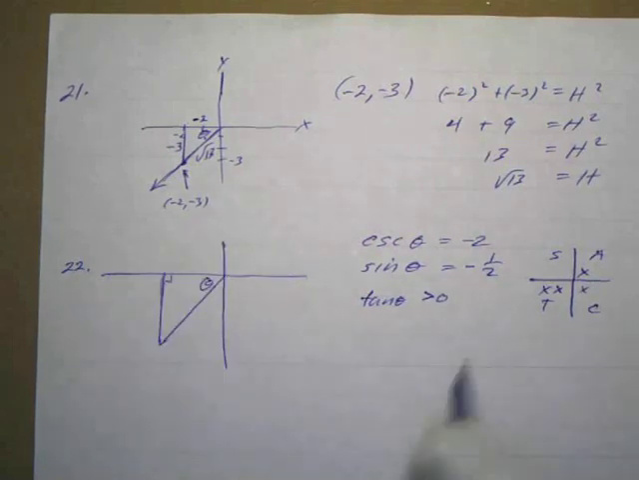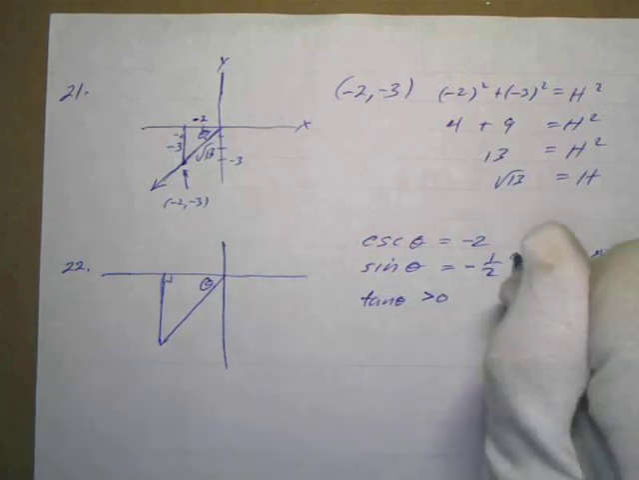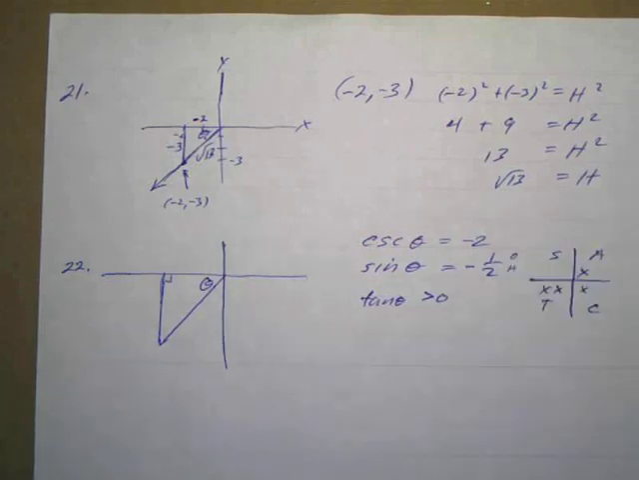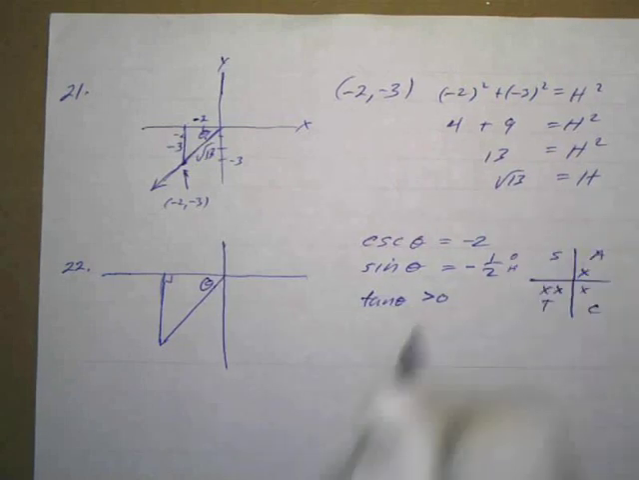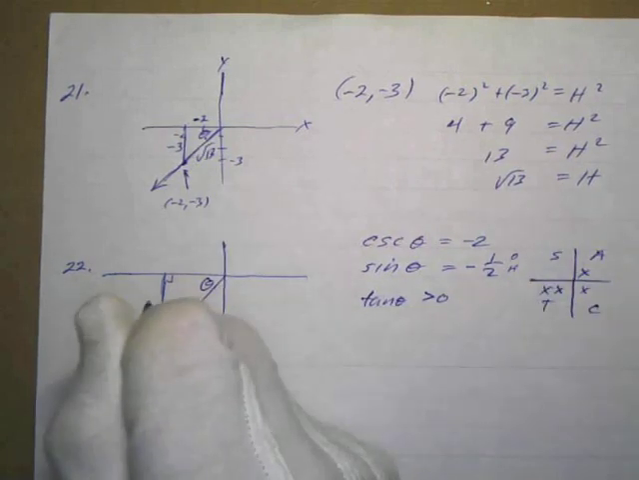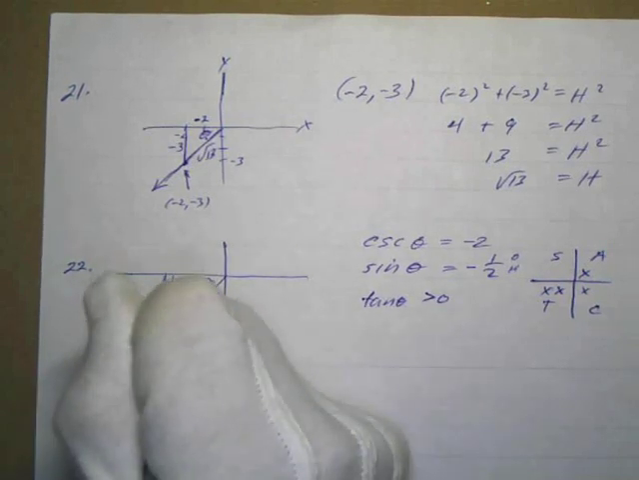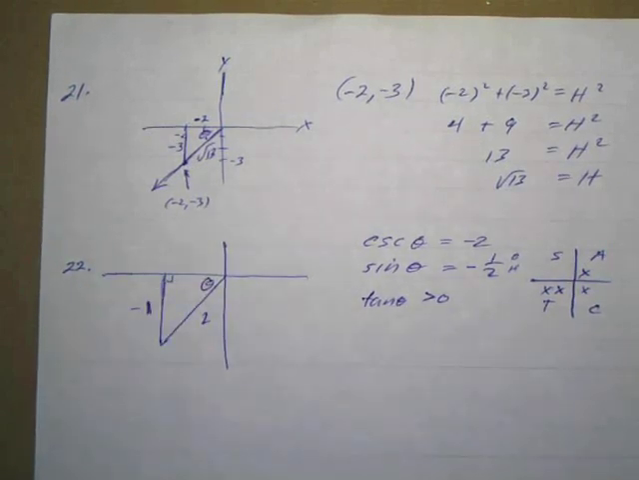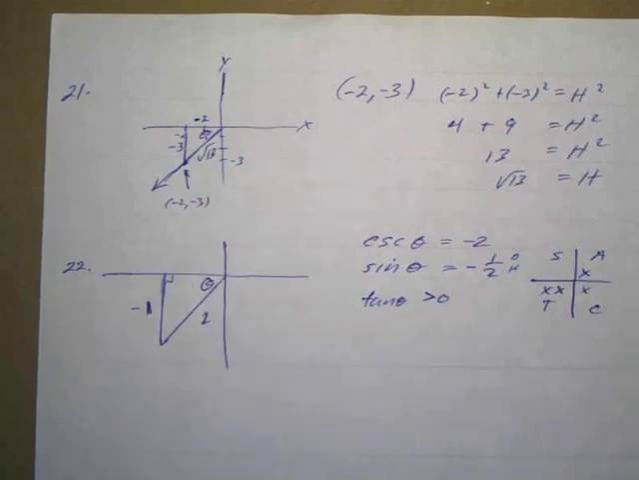So there's theta, and we know that the sine is negative 1/2. That's the opposite over the hypotenuse. See, opposite over hypotenuse is the sine, right? So my opposite could be 1, and my hypotenuse could be 2. And it would be -1 because it's going down, so that's where we got the negative there. Does that make sense?